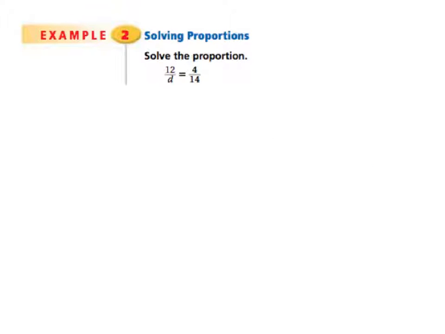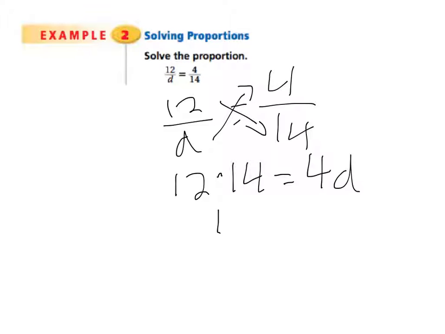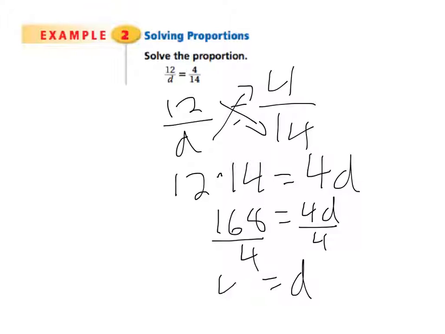Next one, we want to solve this proportion. When we're solving this proportion, we're going to do the exact same thing. We're still going to do cross products like this. So 12 times 14 is equal to 4 times D. So 12 times 14 is 168. 4D stays the same. Now we have to ask ourselves, how do we get D by itself here? We want to divide by 4. Then we're going to get D is equal to 42. So we solve for D by doing cross products.